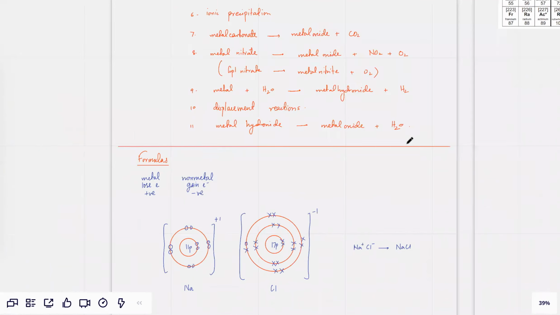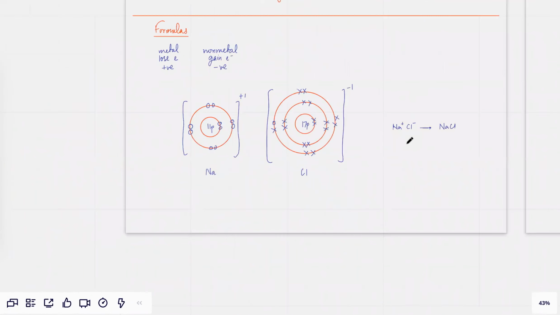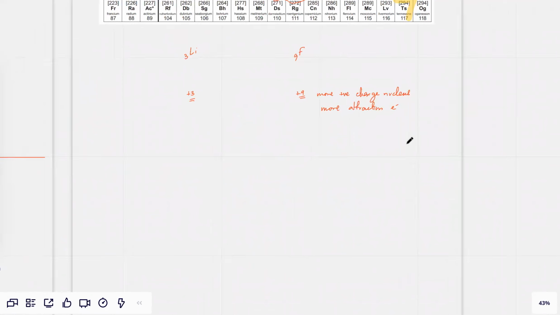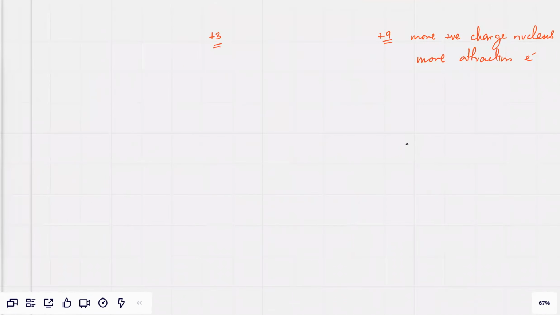Coming back to this, let's write it over here. One thing you've already learned about ionic compounds is that group 1 has a charge of +1. Group 2 is going to have a charge of +2. Remember, it's ionic compounds. It's a metal and a non-metal, right? You've got transition metals.